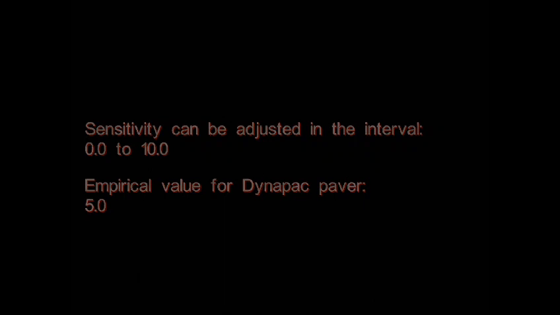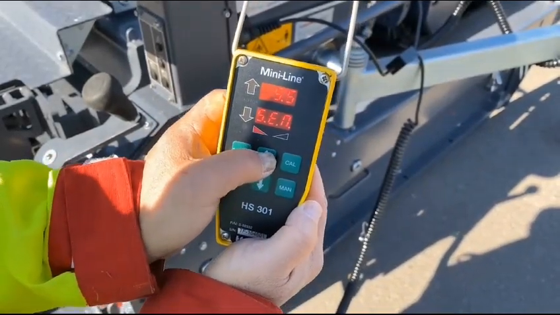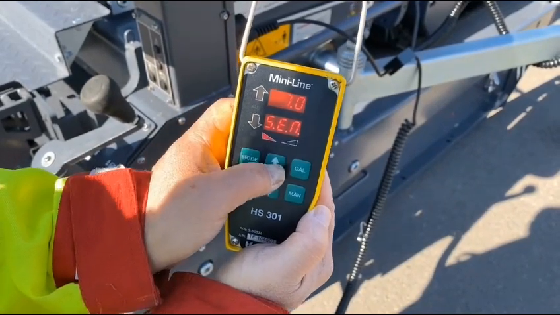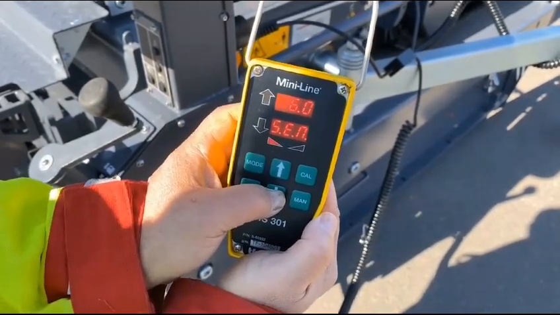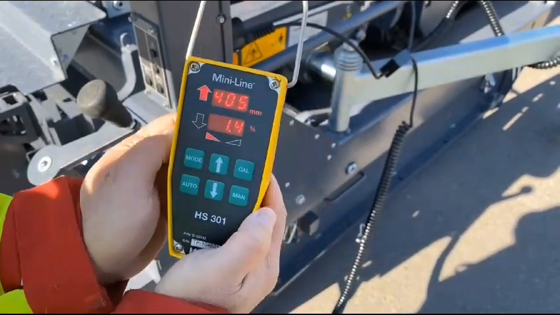Empirical value for Dynapack PEVA, 0 to 10.0. Press mode on the HS301 in manual or auto mode. By the up, down button, increase or decrease sensitivity until the evenness of paving layer is satisfactory. Press mode to save the value for sensitivity.